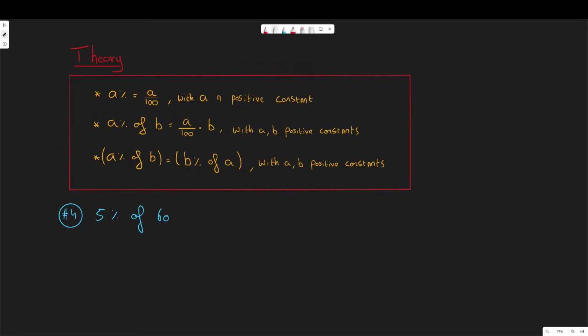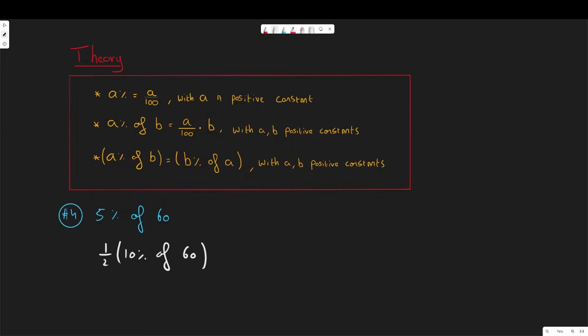For the fourth question, we have that we want to find 5% of 60. So let's use our trick of writing this right here in terms of 10% out of something, because 10% out of something is very easy to compute. So 5% of 60. Well, then we have to write down that this is equal to 1/2 times 10% of 60, because half of 10 is 5. So this is the same.